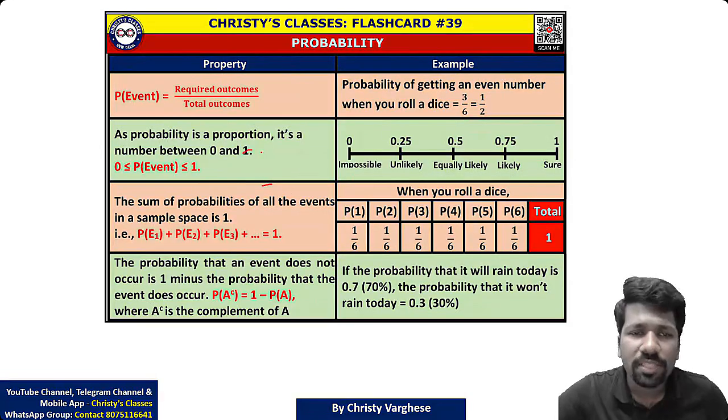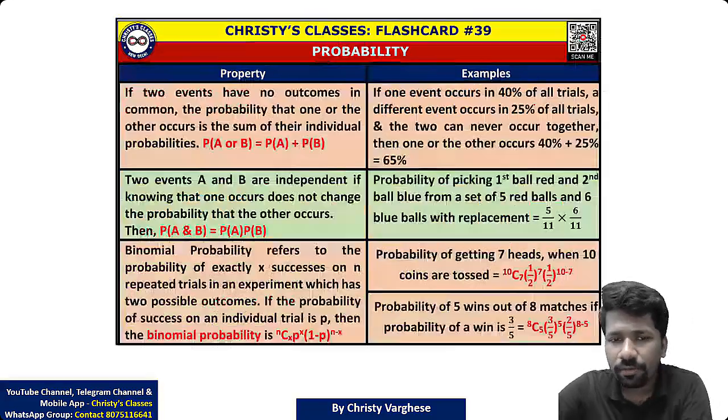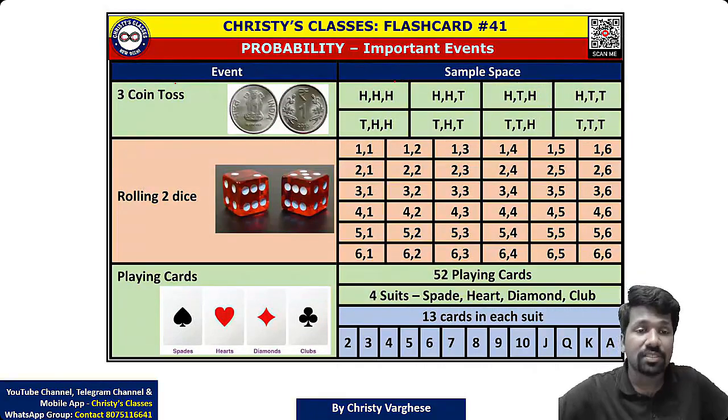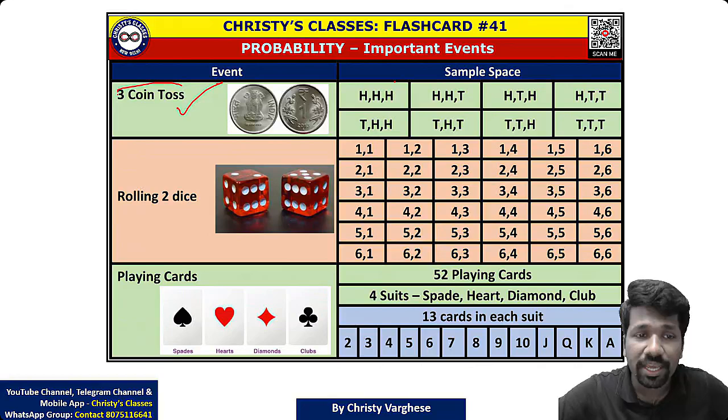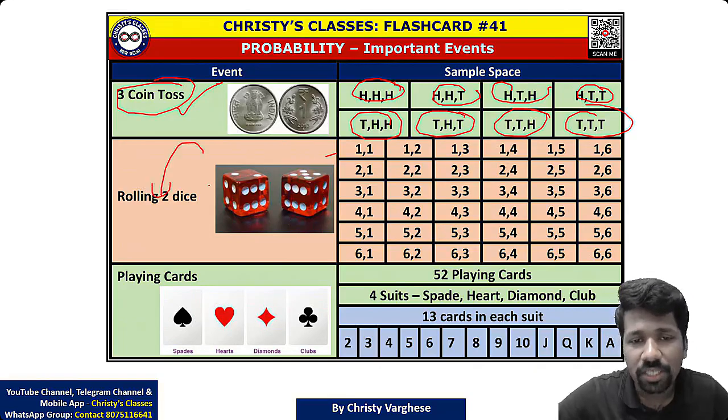So the basic definition of probability is required outcome by total outcome. For example, to choose an even number in a dice, first you have to know the basic events. These are the basic events. The coin toss event has repeatedly come in the CSIR exam. Here the sample space of 3 coin tosses is written. Instead of 3, 2 coin tosses, 1 coin toss, all these have been asked multiple times in CSIR. And rolling dice. Last year also, rolling dice questions repeatedly came in multiple papers.